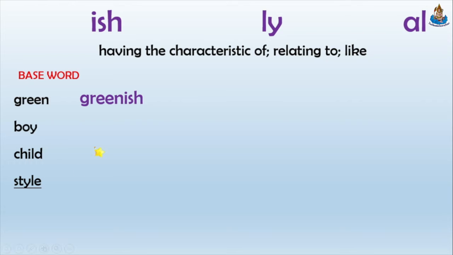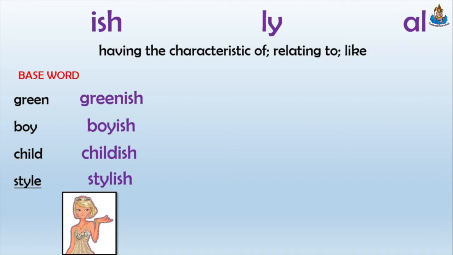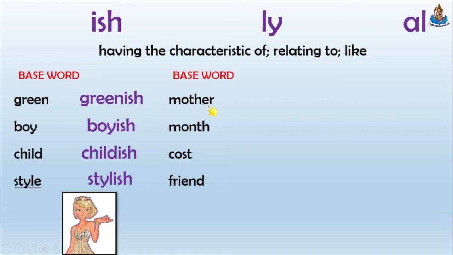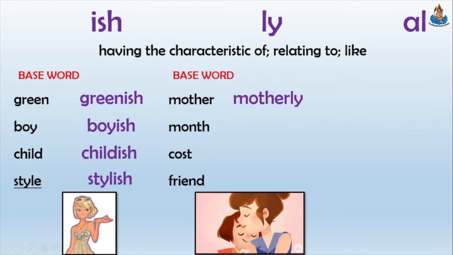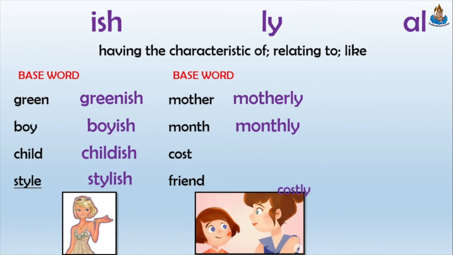Aside from green, we also have the word boy, child, and style, which go with the suffix ish. So boy plus ish becomes boyish, which means someone acting like a boy. Child becomes childish. Style becomes stylish. For the suffix ly, we add them to nouns, just like the words that we have here. Mother becomes motherly, month becomes monthly, cost, costly, friend, friendly.